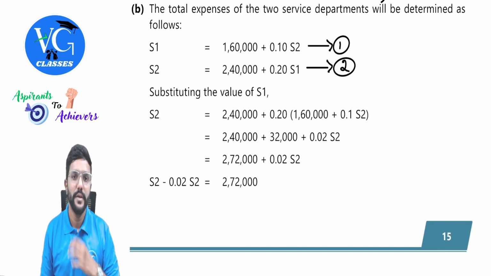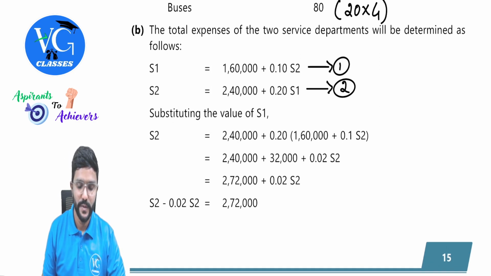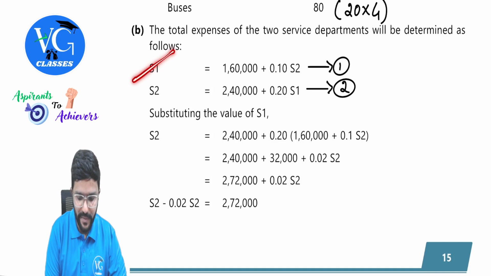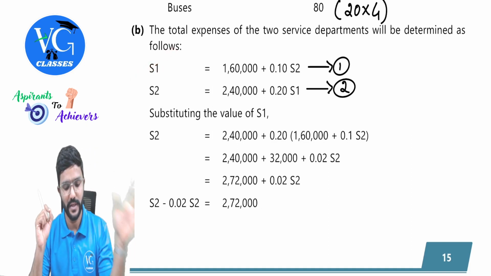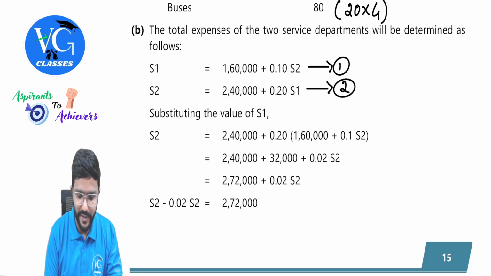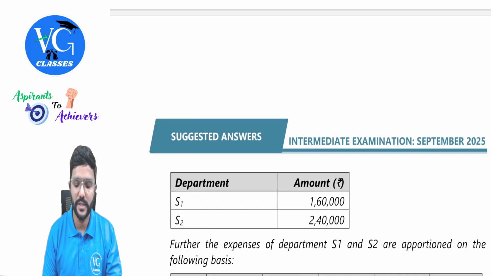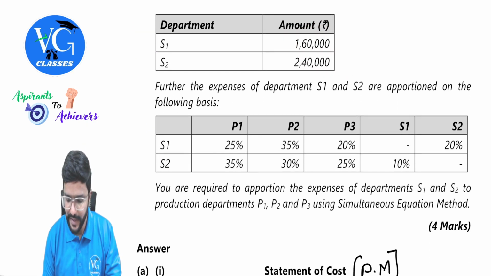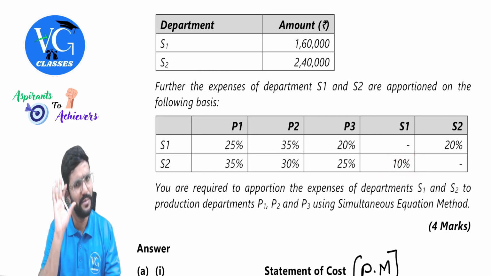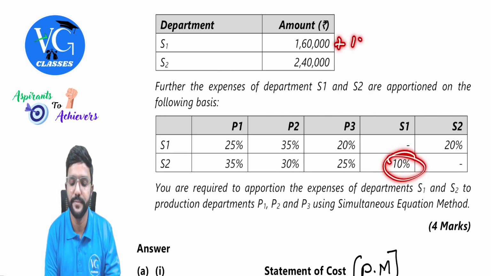The total expenses of the two service departments will be determined as follows. Let us assume service department S1's total cost is S1 itself. S1 cost would be 1,60,000 plus they are receiving 10% service from S2. Whatever is the total cost of S2, we will assume it as S2 itself. So 10% of S2 will be taken here.